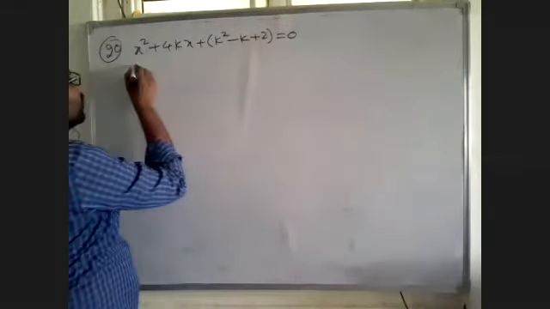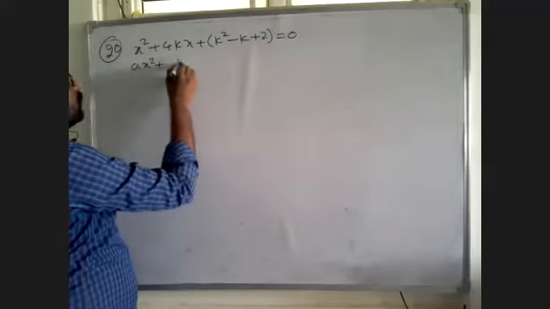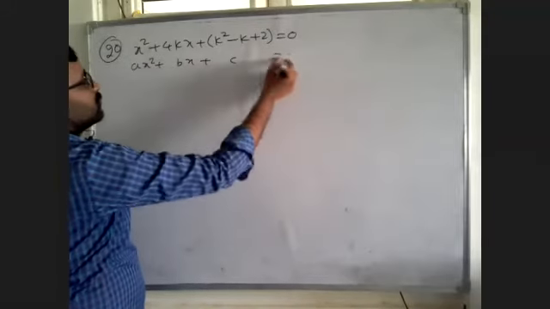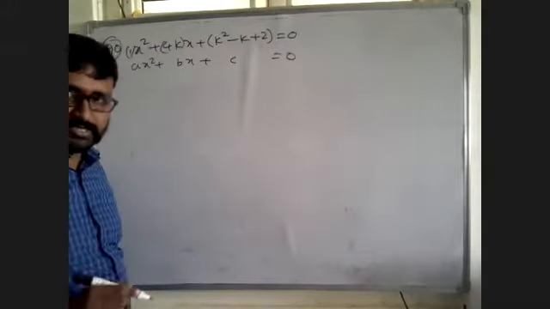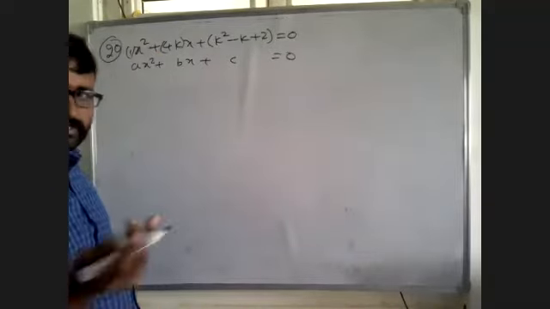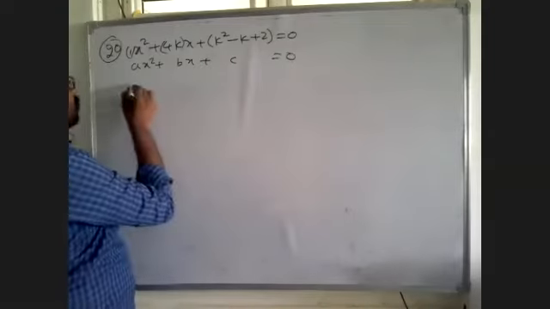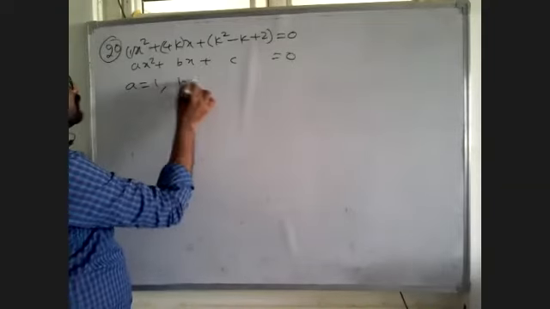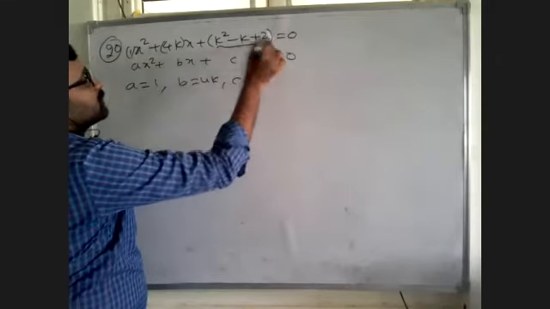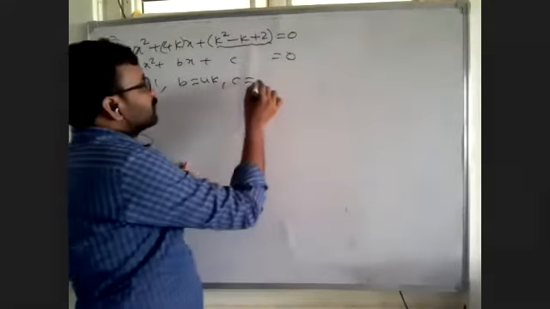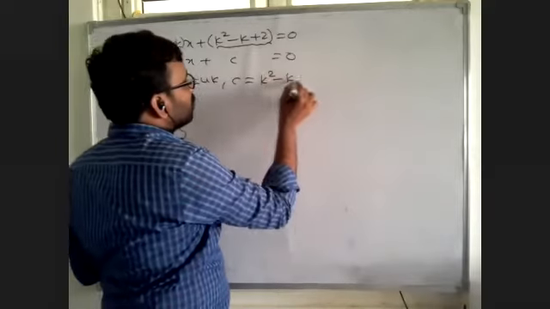Comparing with the standard form, ax square plus bx plus c is equal to 0. Here 1 is a. Why? Because nothing is there; the coefficient of x square is always 1. So a is equal to 1, b is equal to 4k, and c is equal to this part, k square minus k plus 2.